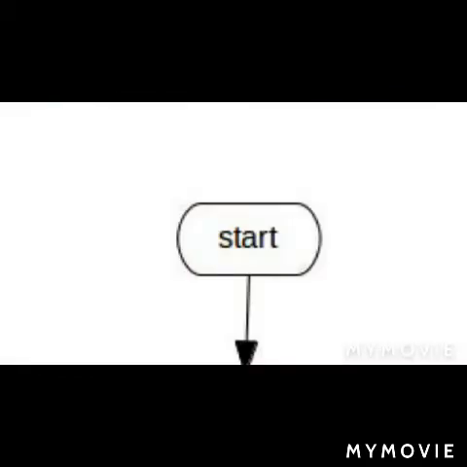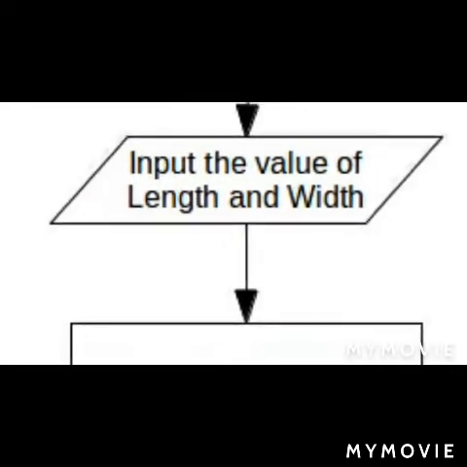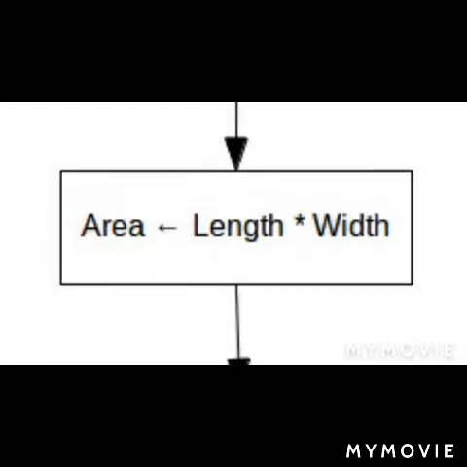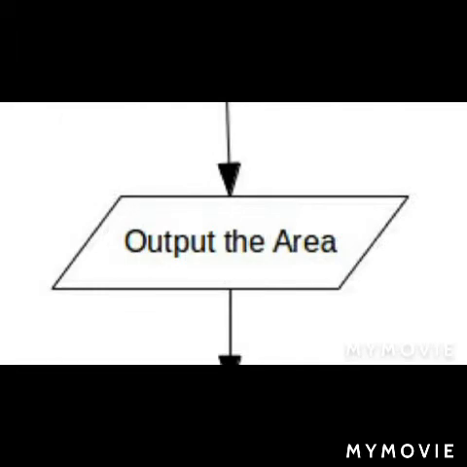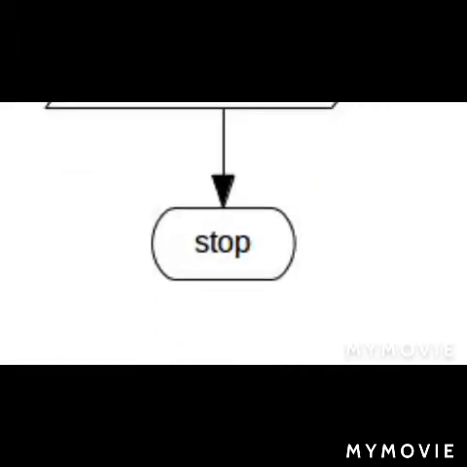So what are the inputs? Yes, the length and the width of the rectangle. So our process is to assign the product of the length and the width to the area. And the last step is to output the area. Okay, it's easy, right? Then let's try a little harder example.